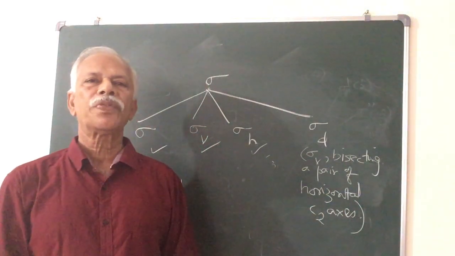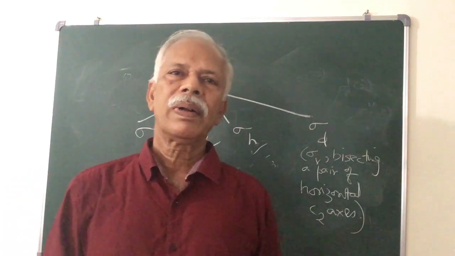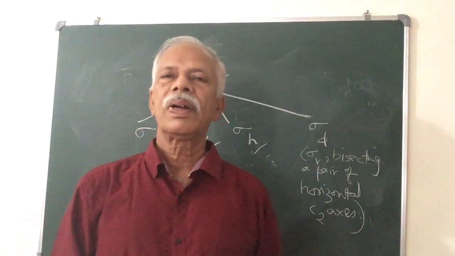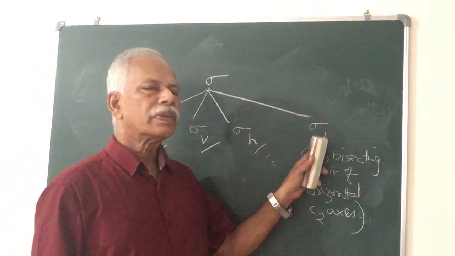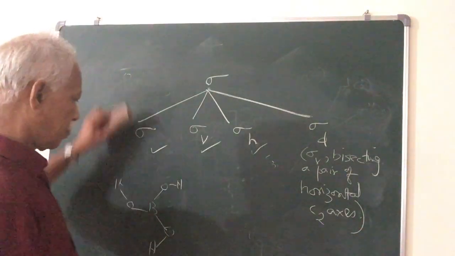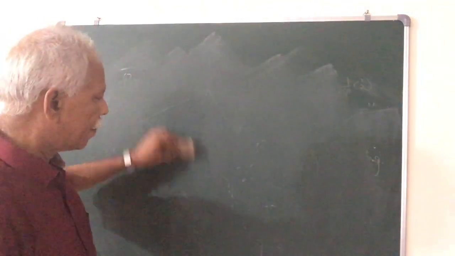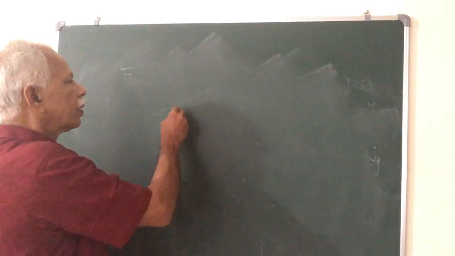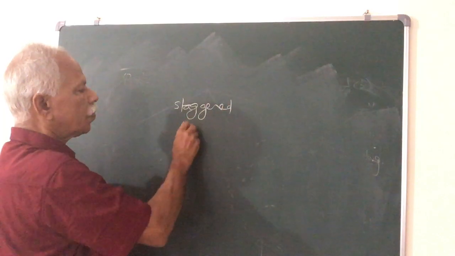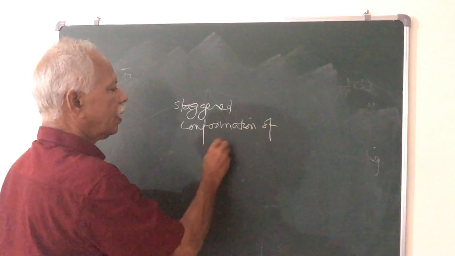But the viewers, many of you are supposed to be familiar with this topic, may not be fully clear of certain concepts. So I'll explain the concept of dihedral plane of symmetry with two examples. One example is the staggered conformation of ethane.